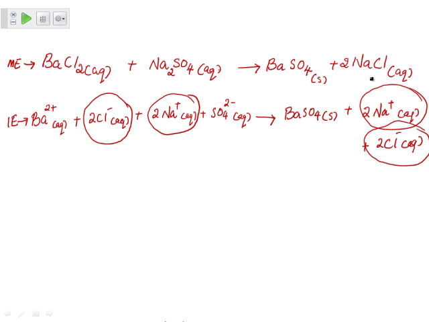Let us write down the equation without the spectator ions. Whatever is left is our net ionic equation. So what are we left with now? Ba2+ AQ plus SO4 2- AQ forming BaSO4 solid. That is our net ionic equation. This is the complete answer to that question.